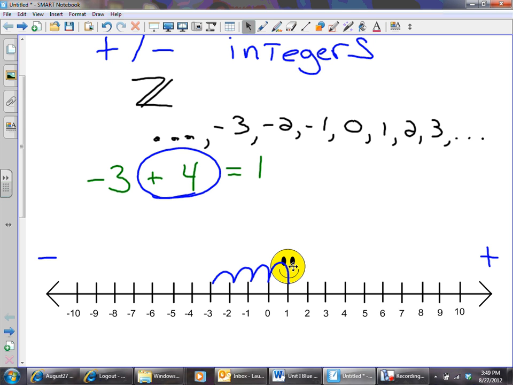Yes, you heard me right. I said negative 3 plus 4 equals 1. Now, some of you may be wondering, well, Mr. Lawrence, I knew that too. But what about when you have a problem like this? Let's say we have a problem like negative 7 minus 2.